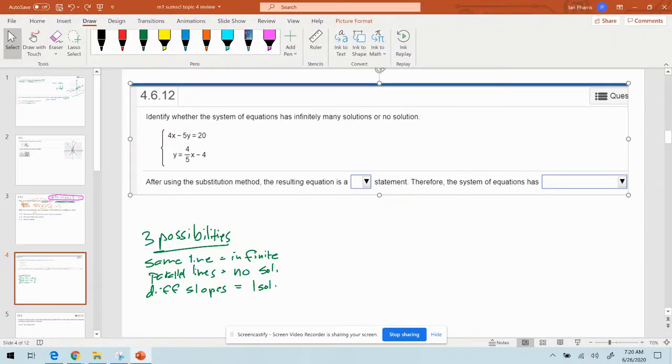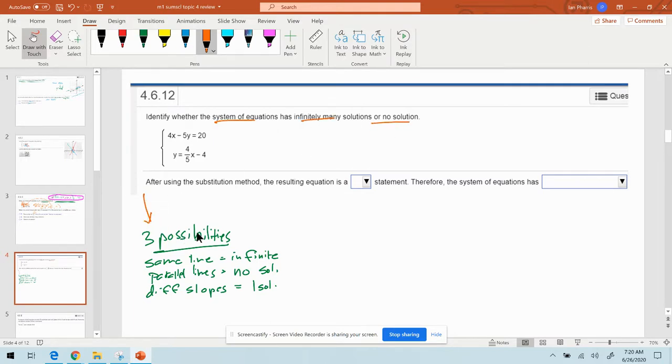Okay, here we go right into the second part of the video. Now we're going to identify if this system of equations has infinitely many or no solutions. I want you to know I wrote down the three possibilities down here. Let me explain them a little bit.